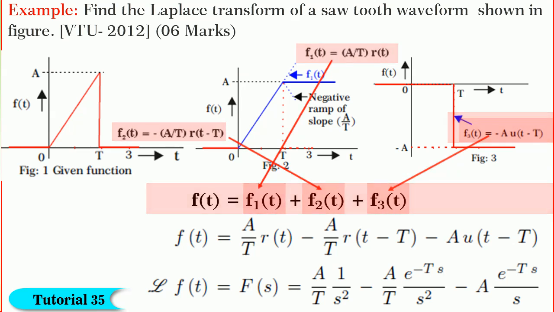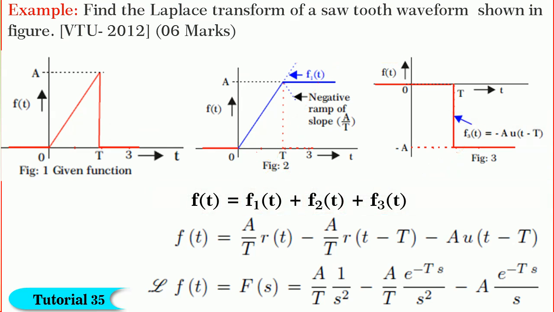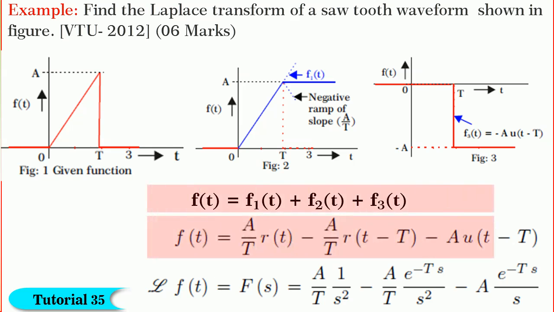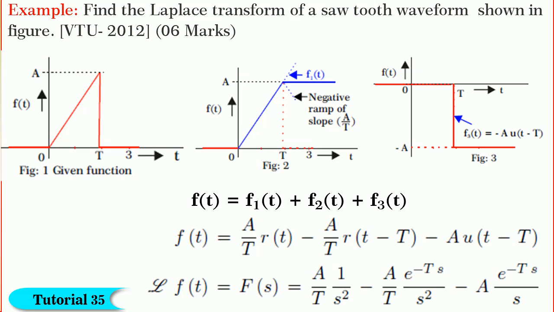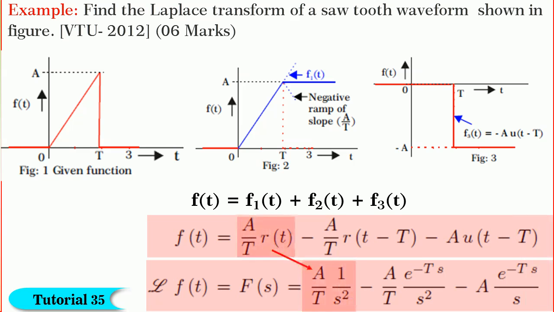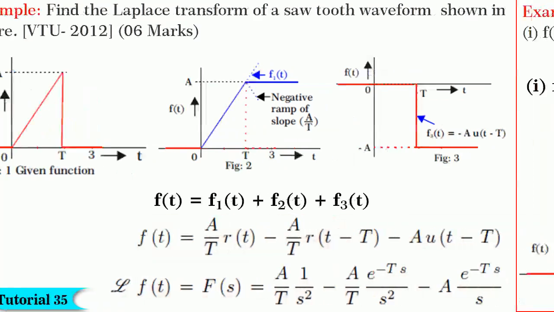Therefore, the resultant function f of t is equal to f1 of t plus f2 of t plus f3 of t. By substituting the values, we get f of t is equal to A divided by T into r of t minus A divided by T into r of t minus T minus A into u of t minus T. By taking the Laplace transform, we get F of s is equal to A divided by T into 1 by s square minus A divided by T into e to the power of minus Ts by s square minus A into e to the power of minus Ts by s.